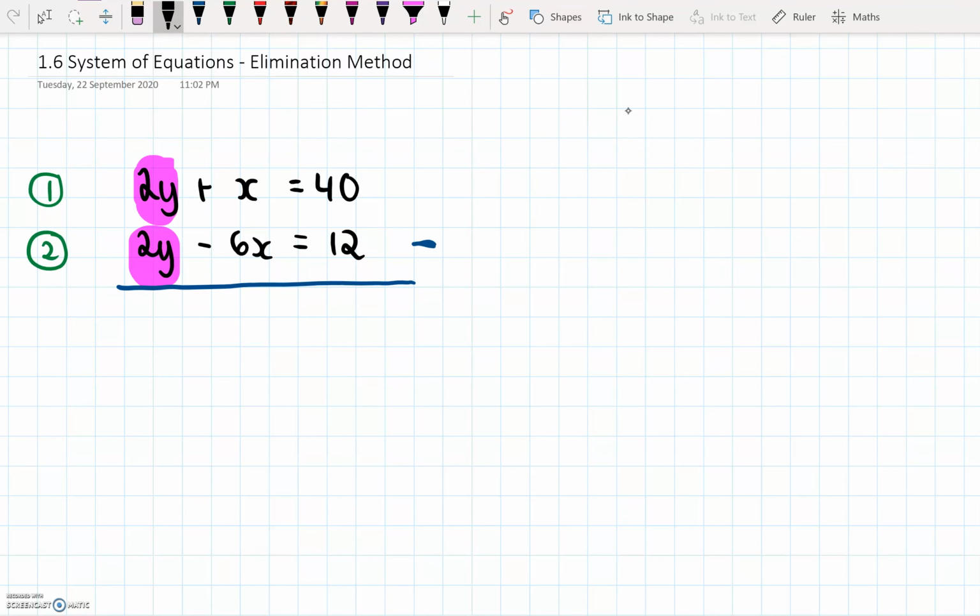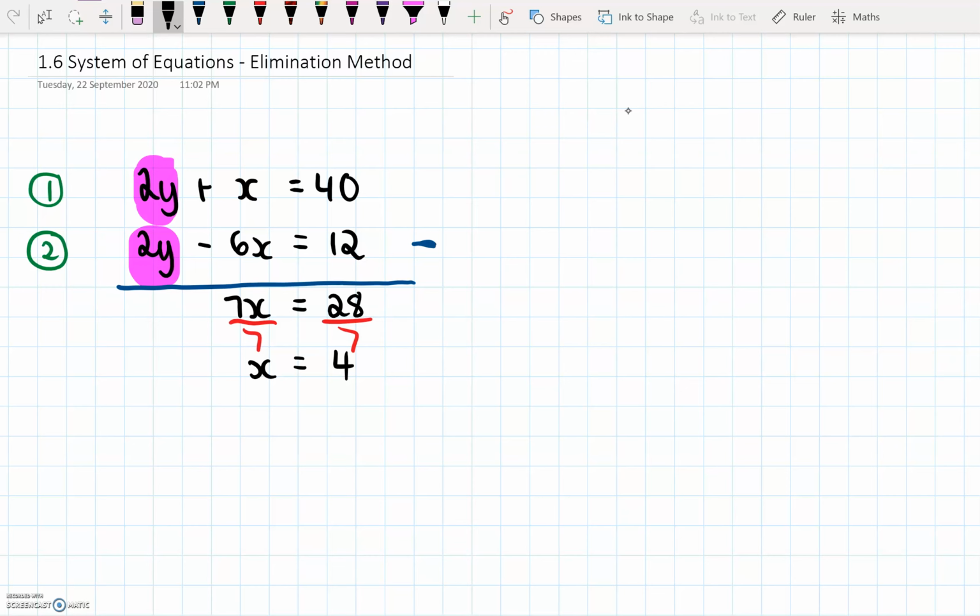So if we do 2y minus 2y, there's now 0 here. So there's nothing there anymore. That's gone. Okay, and this is where you need to be a little bit careful, because if you do x minus negative 6x, it becomes x plus 6x. So we end up with 7x here is equal to 40 minus 12, which is 28. Okay, now our next step is to just divide by 7. Okay, so we get x is equal to 4. All right, we have found x.